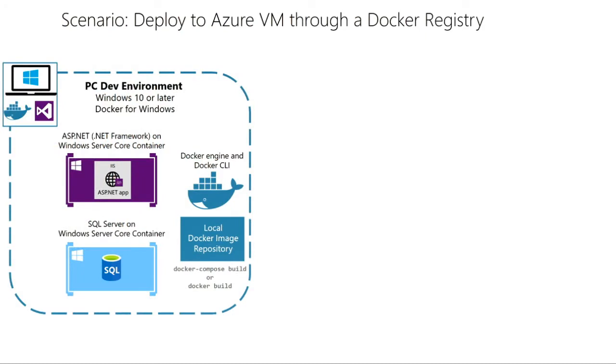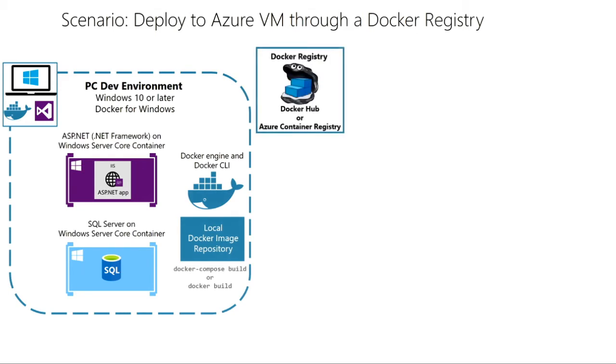So the next scenario is, okay, we have what I just showed you. We have the PC, the development environment. We have the ASP.NET MVC or the WebForms application in a container. We have the SQL container, and we have Docker in that PC environment. What I want to do now is deploy that into a VM. So the way you do it is, once I have the Docker image locally, in the local Docker image repository, you need to push that into the Docker registry.